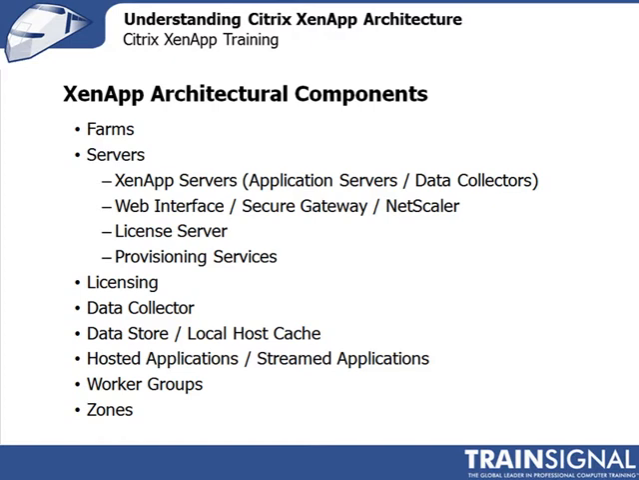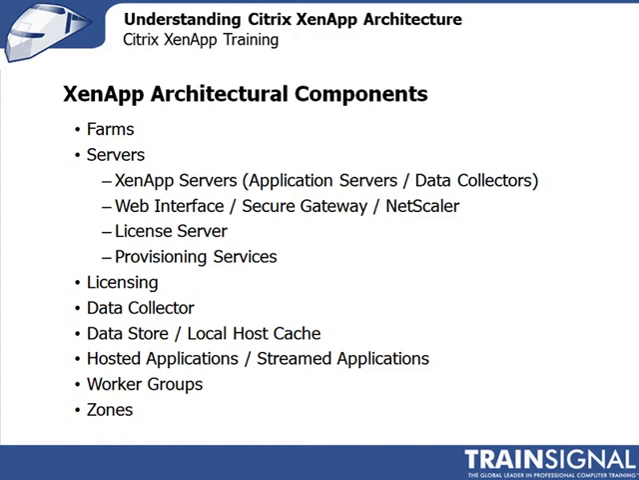Licensing is another architectural component. We talked about the license server, but I also wanted to stress that licensing is very important in a XenApp architecture because you have the RDS licenses, which are the Microsoft licenses for terminal server and Windows and so on, and you have the Citrix licenses. In the next lesson, we focus on licensing, but I wanted to list that here. Data collectors, again, we listed the data collectors at the server level, but the data collector is one of the architectural components that you should be aware of in a XenApp environment.